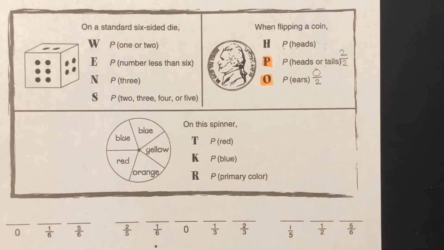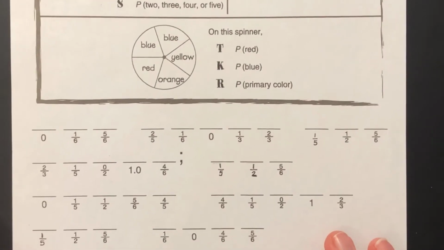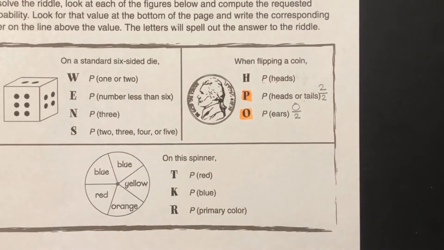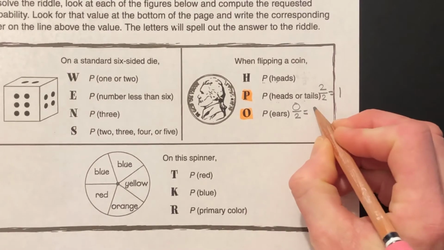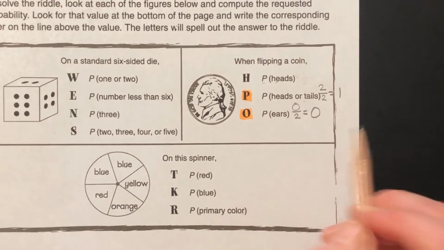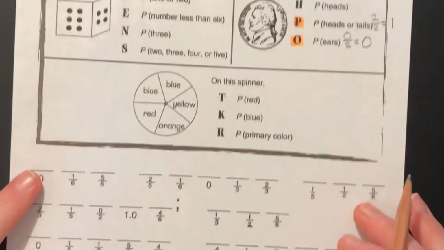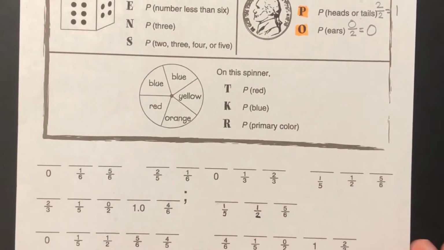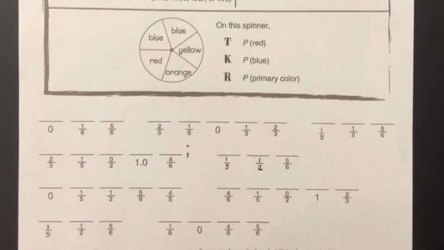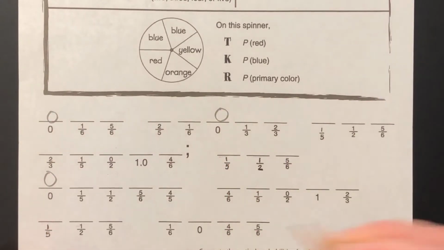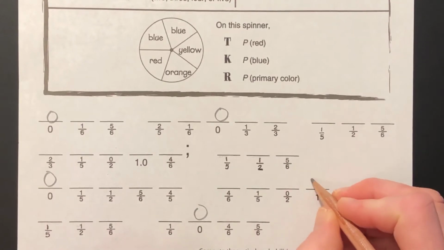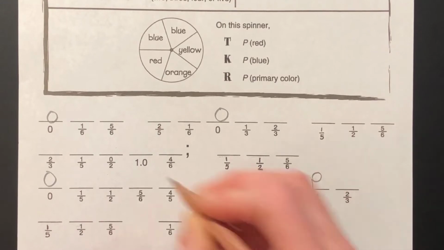I'm going to come down here and find those. And they are both simplified, as you can tell. This is simplified to 1. This is simplified to 0. 1 is P, 0 is O. That's appropriate. Oh, I will definitely remember that one. And they've written 1 in standard and decimal form. 1 is P.